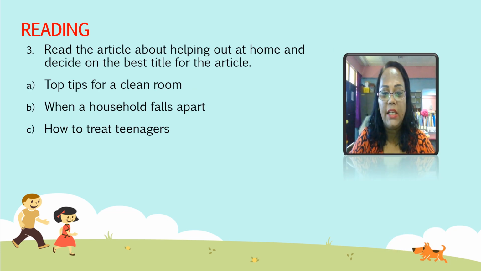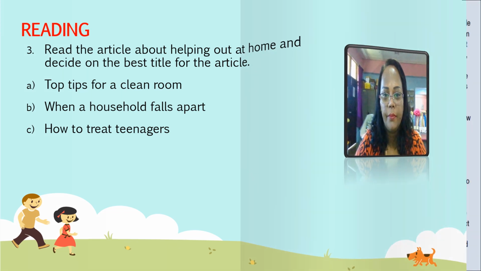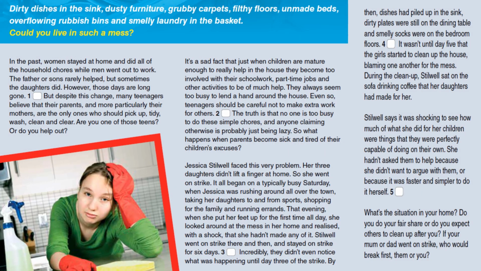Now, read the article about helping out at home and decide on the best title for the article. Now, you have to read the article carefully to get an idea about what the article is about and to look at the titles here and choose the best one. So, the 3 titles given are Top Tips for a Clean Room, When a Household Falls Apart, and How to Treat Teenagers. Now, let's look at the article. I'll be reading the text out for you, so please pay attention.